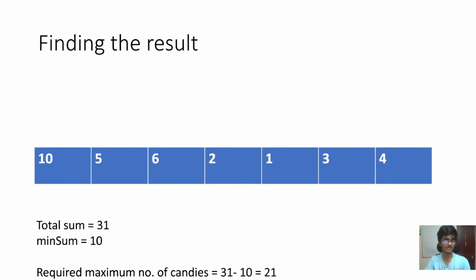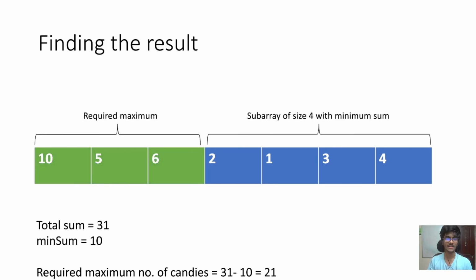And to find our required answer in this case, we got the minimum sum as 10 and the total sum of the array is 31. So the required maximum number of candies that we can get is 31 minus 10, that is 21, which is by taking the first 3 candies. So by using this algorithm, we are iterating over the array exactly once, and so the time complexity of this solution is of the order of n, where n is the number of elements of the array.